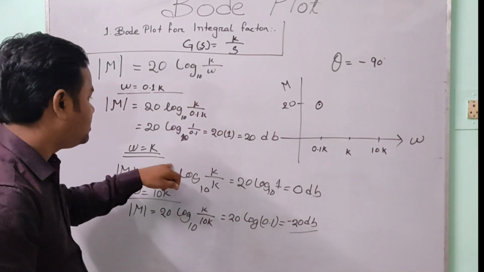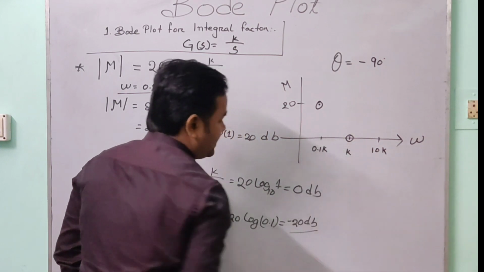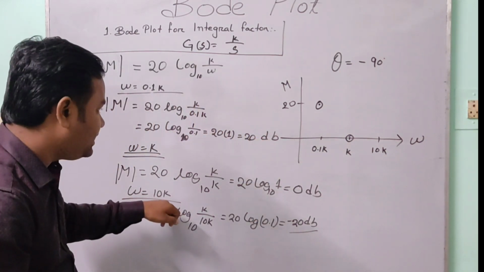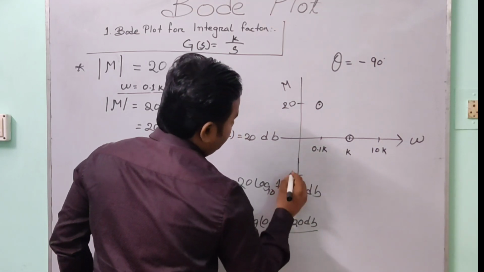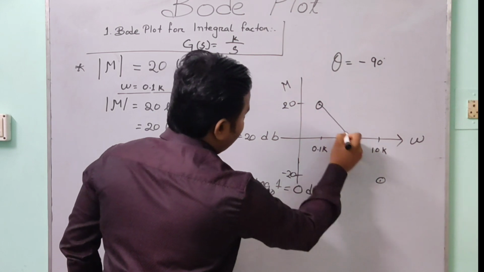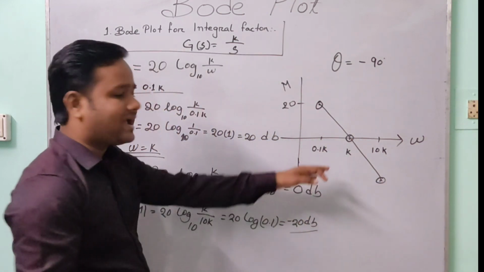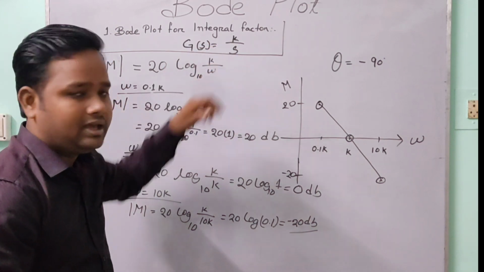When omega is equal to k, M is equal to 0. That means the point is here. And next, when omega is equal to 10k, the M value is equal to minus 20. That means it is here at minus 20, and the graph is like this. This is the magnitude curve when G of s is equal to k by s.